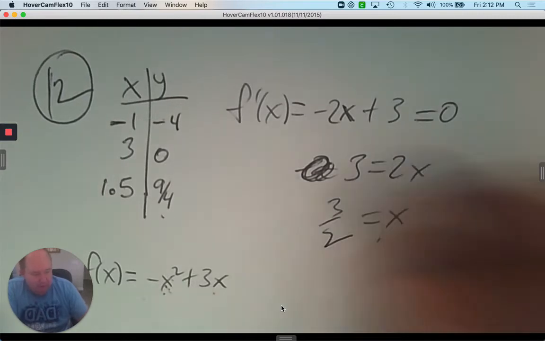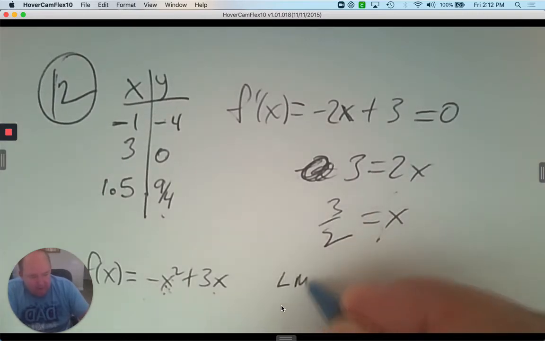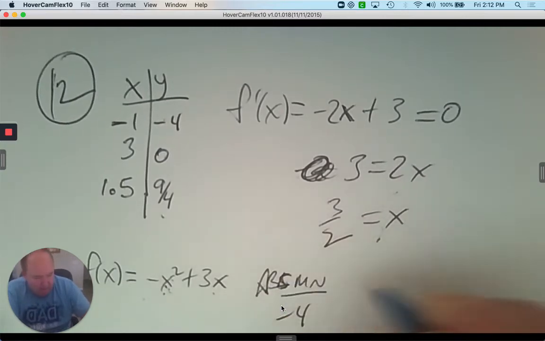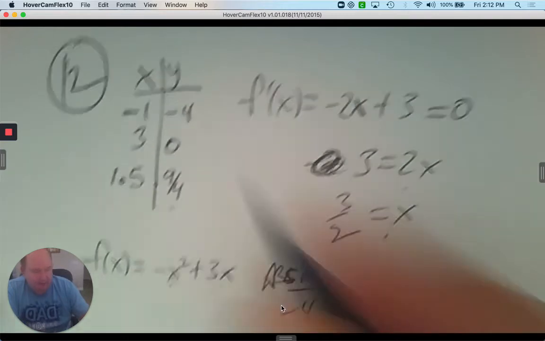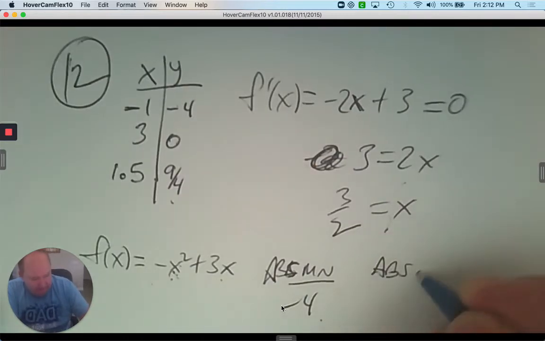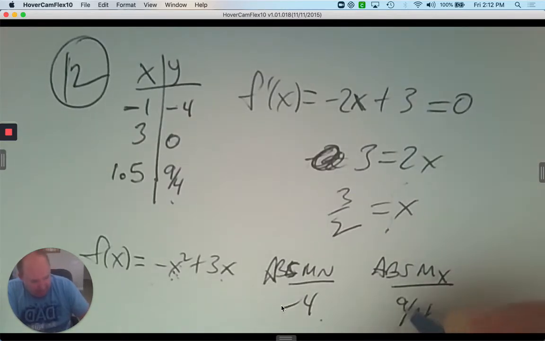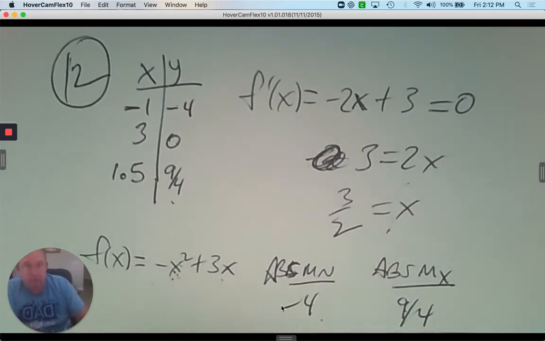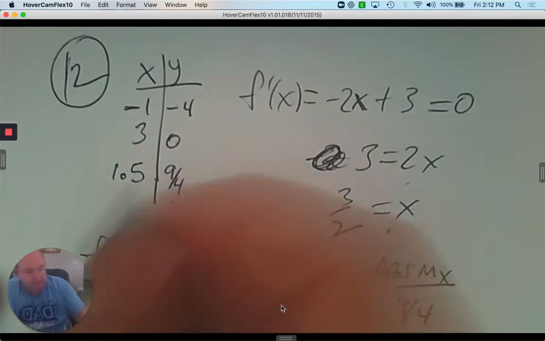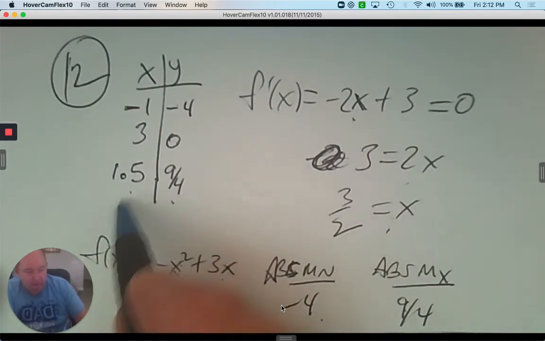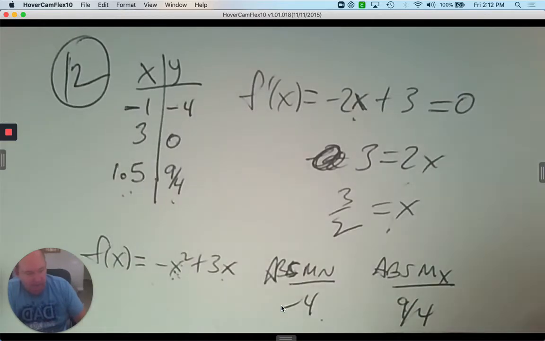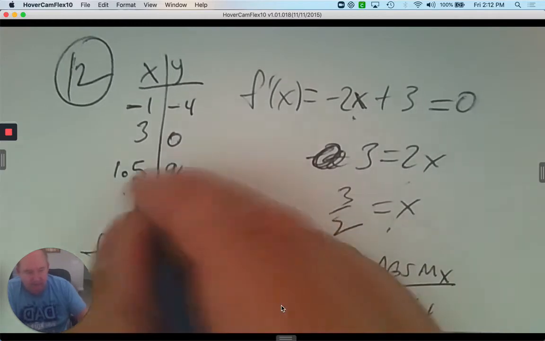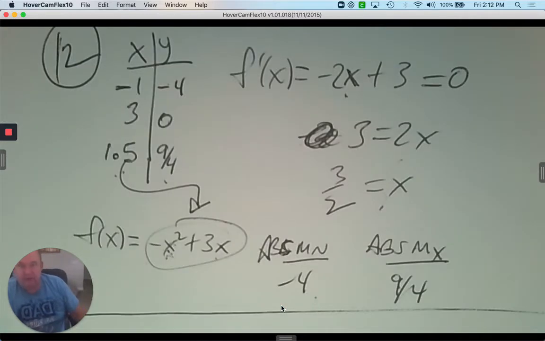So what's my max and what's my minimum? So my minimum, my lowest y value, sorry, absolute, not local. So my absolute minimum is -4, and my absolute maximum is positive 9 over 4. Done. If you wanted to double-check 1.5 squared, I know you could calculate it, but I just did it for you.